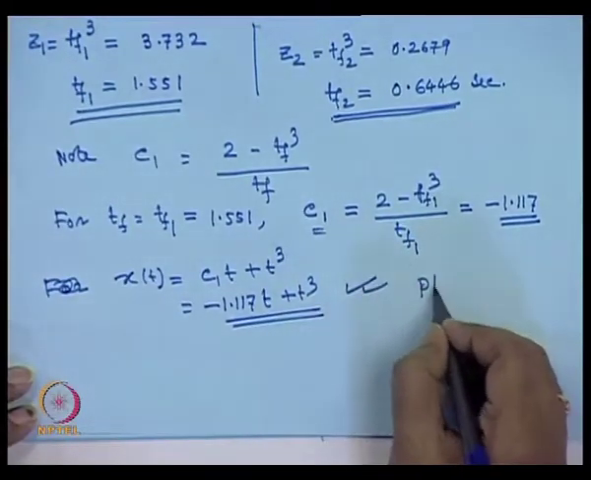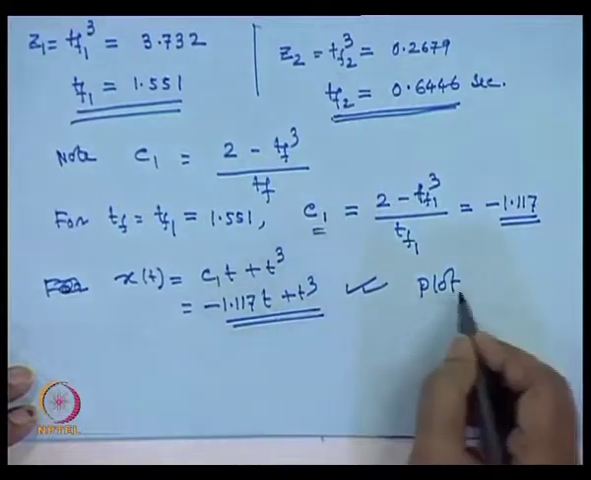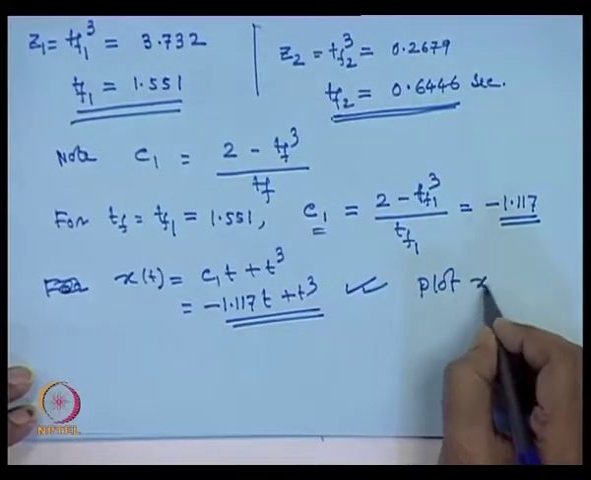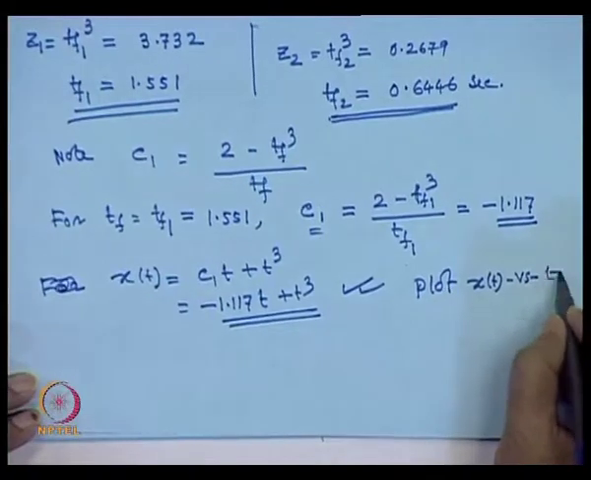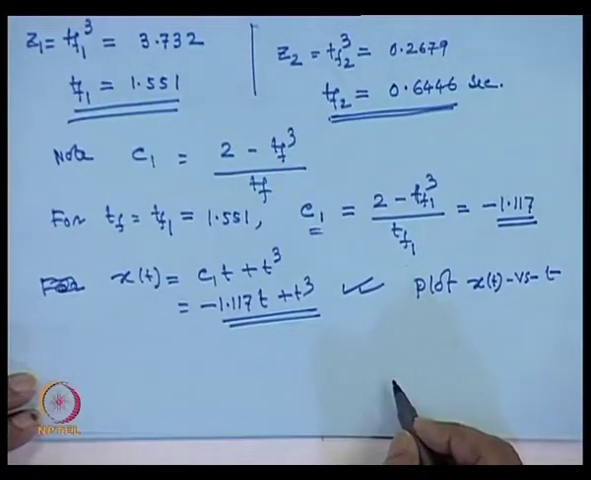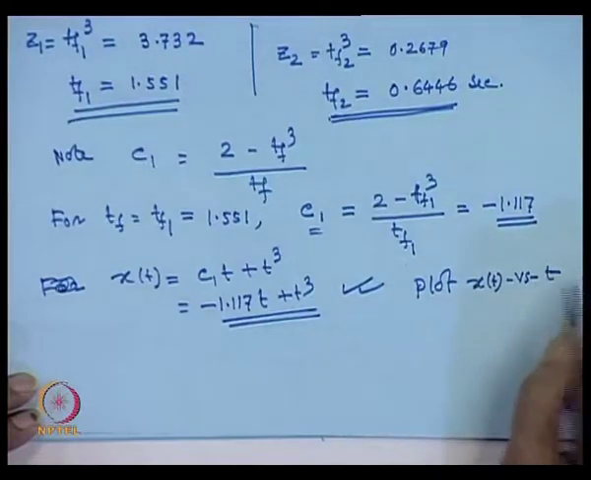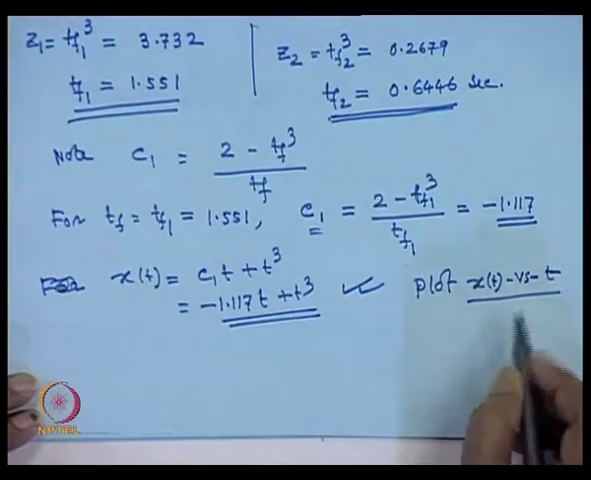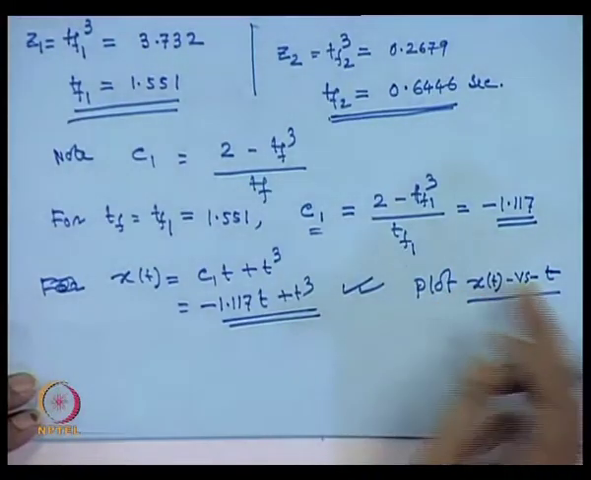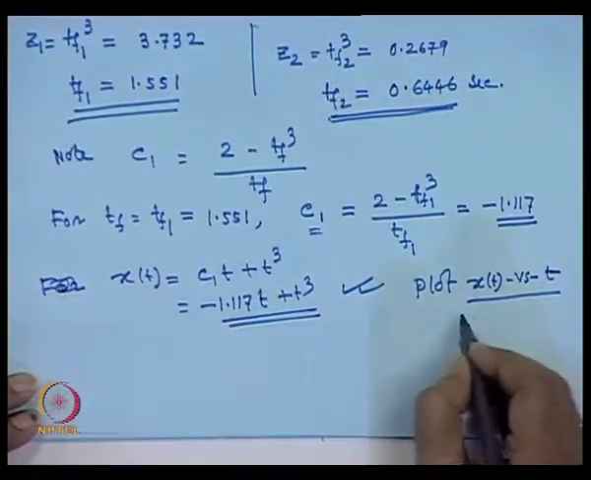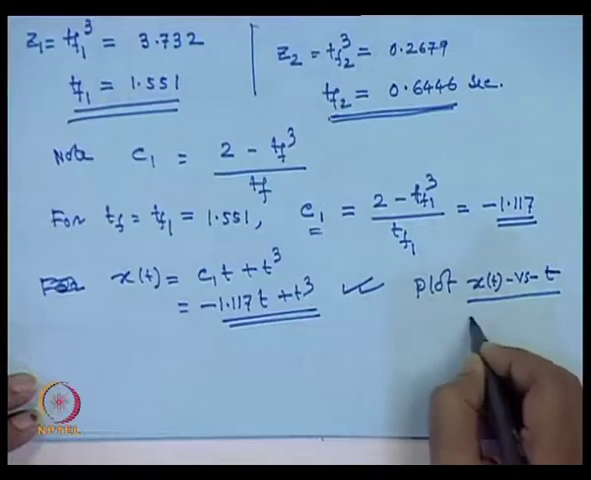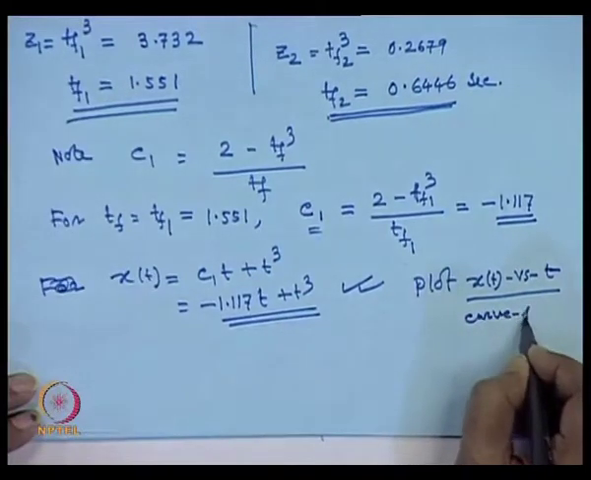If you plot it, you are advised to plot this x of t versus time, agree, and that trajectory, let us give it a name, is called curve 1.